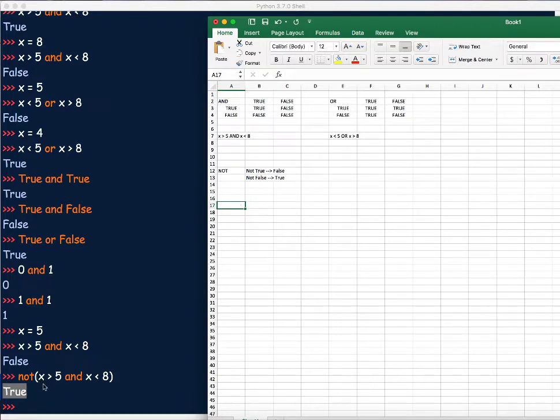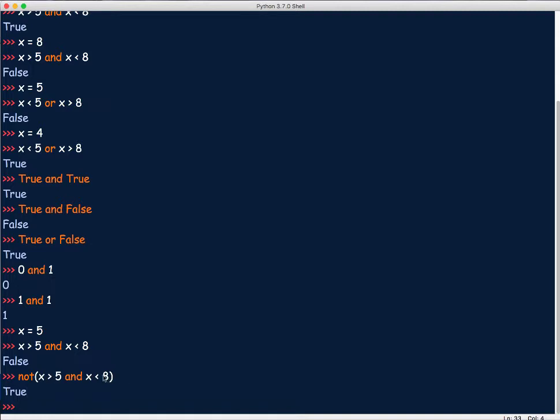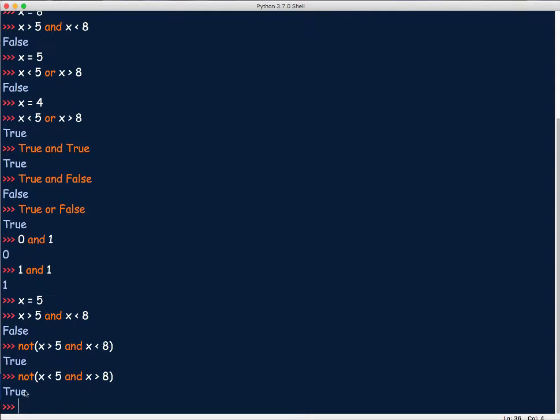Over here, you notice we've got our parentheses, so we still use our order of operations. This whole thing in here, when x is 5, is false. So if it's not false, that means it's true. Same way if I did it this way: not x less than 5 and x greater than 8. Notice it's true because x is 5, x evaluates false here, and it's false here, so the whole thing is false. So not false means it's true.